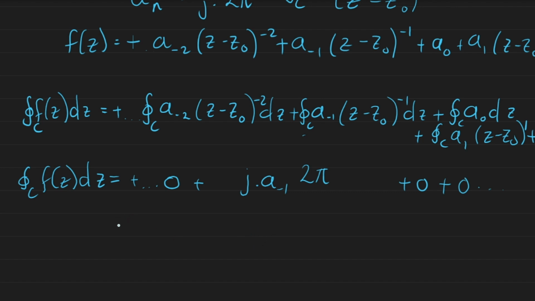So this a minus 1, that is given a particular name. The name that it is given is a residue. It's called a residue because residue means what's left. So when you integrate the series expressed as the Laurent series, all you get is this term here with this coefficient a minus 1. So it's what's left when you integrate this function expressed as the Laurent series. So this is what the residue is.